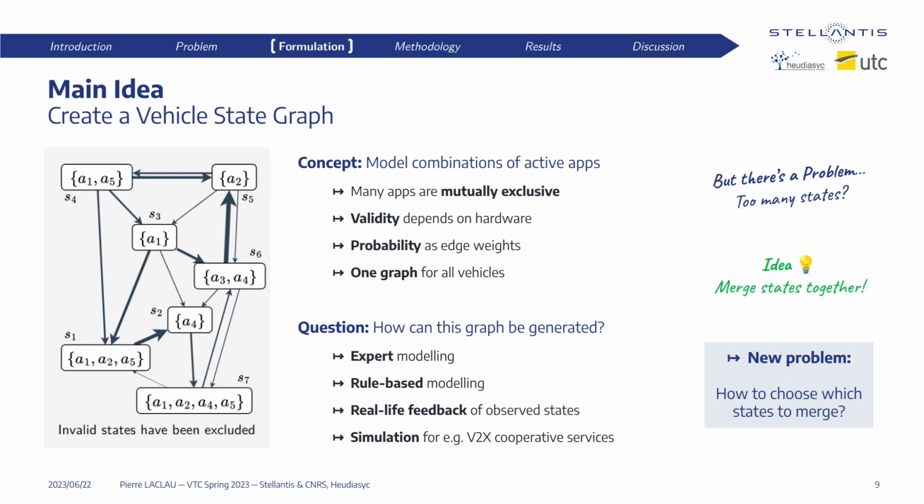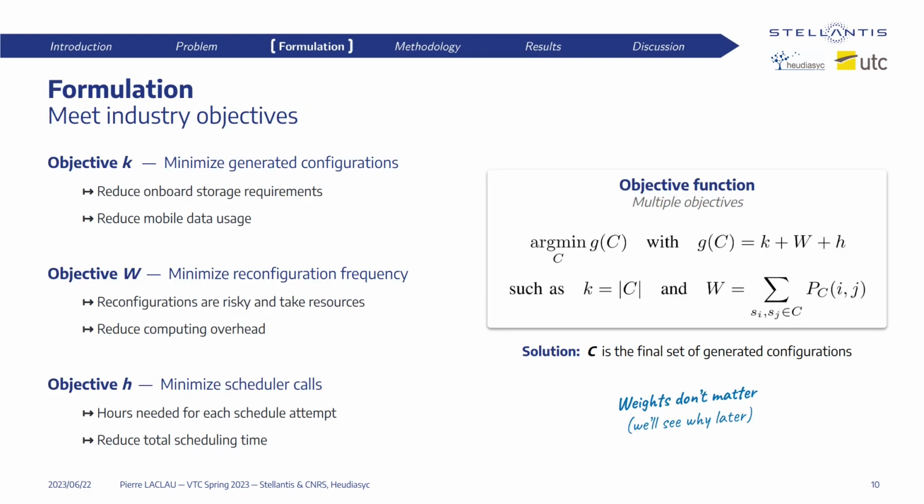So those are the objectives we try to define to solve and optimize this problem. We have three objectives. The first one is to minimize the number of generated configurations. This limits the size to download and the number of configurations to store in the vehicle. You also minimize the frequency of reconfigurations, because you introduce a lot of CPU overhead if you switch too often between states. And then finally, since scheduling takes a lot of time, we also want to minimize the number of scheduler calls in the cloud. So the generation happens in the cloud and is pre-computed. We optimize all this, we clusterize the graph, and then everything is downloaded in the vehicle and ready to be switched depending on the context.